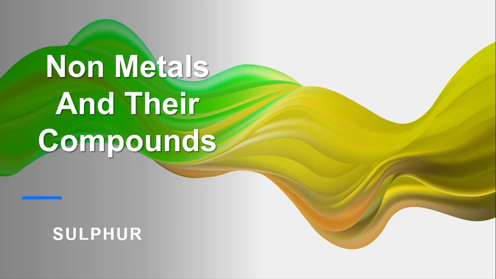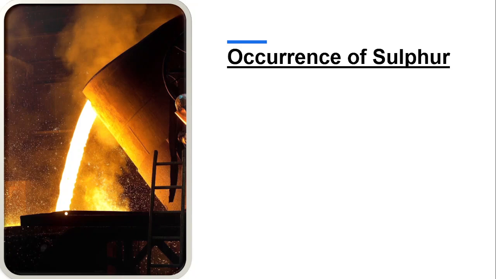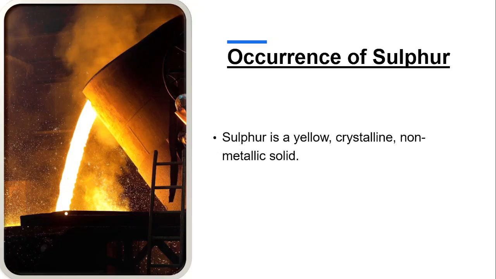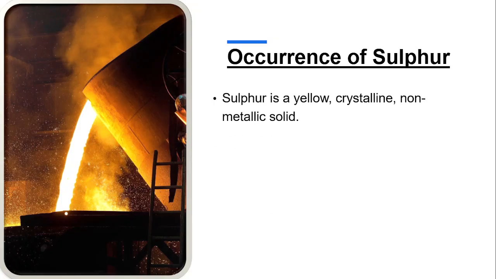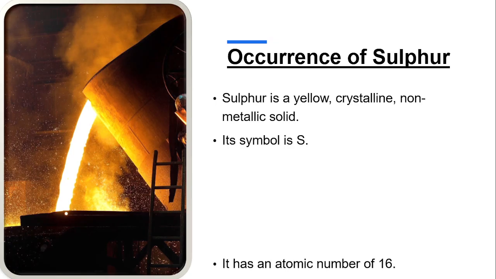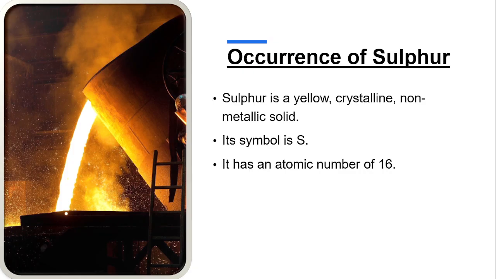In this session, we'll start with the occurrence of sulfur. So how does sulfur occur, especially on Earth's surface? Sulfur is a yellow crystalline non-metallic solid. So that's how sulfur always looks. Its symbol is S, and that symbol is the one used in the periodic table. It has the atomic number of 16.